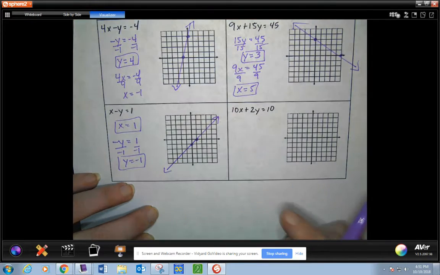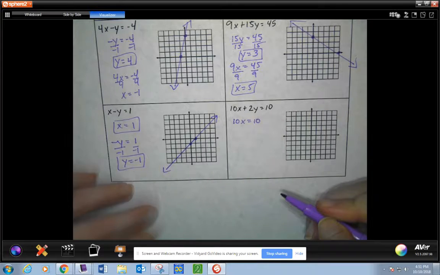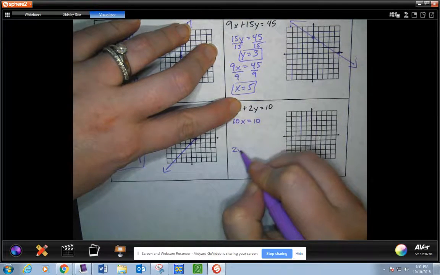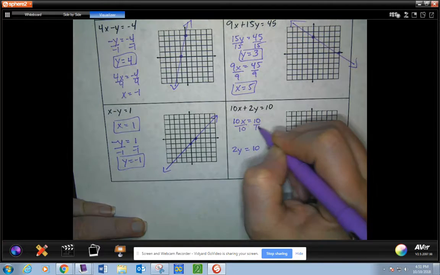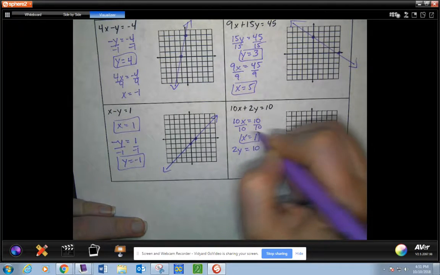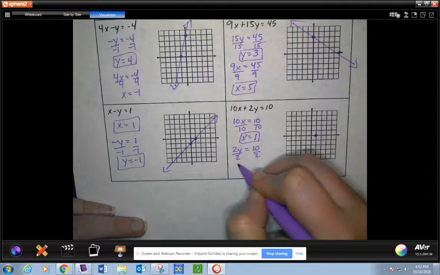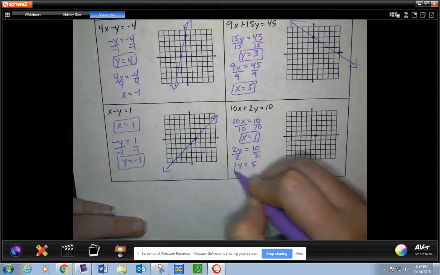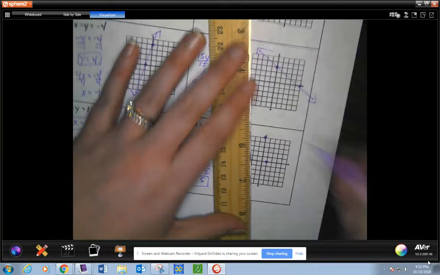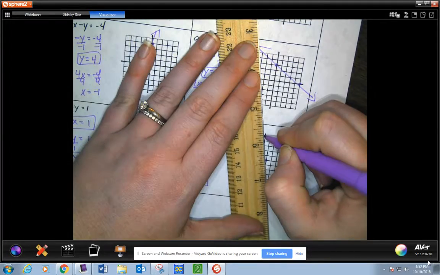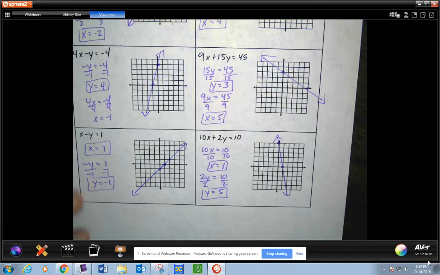Okay, for the last one, if I cover up the y first, we're going to get 10x equals 10. If I cover up the x, I get 2y equals 10. Now I just need to solve my 2 problems. The first one I divide by 10, and x equals 1. So x-axis, I'm at 1. For 2y equals 10, I'll divide by 2, and I get y equals 5. So y-axis, I go up to 5. I take my ruler, draw in my line, and that is your intercept method.